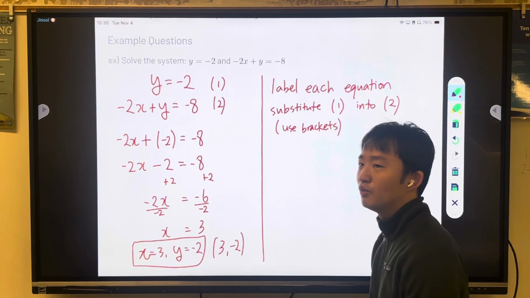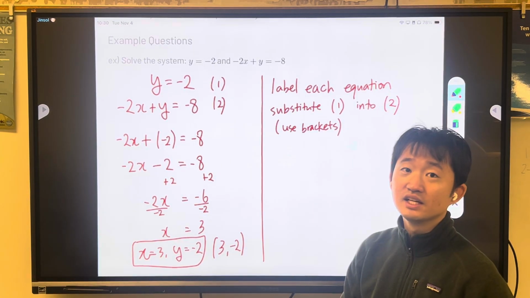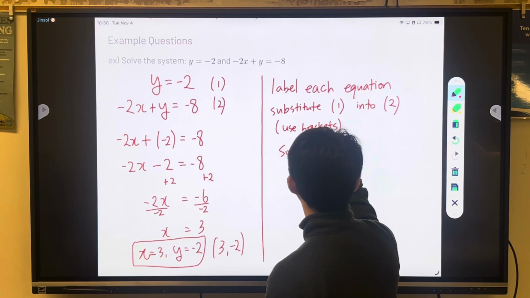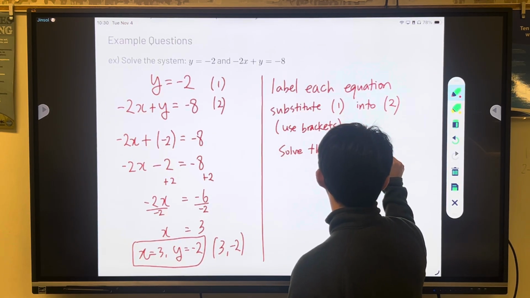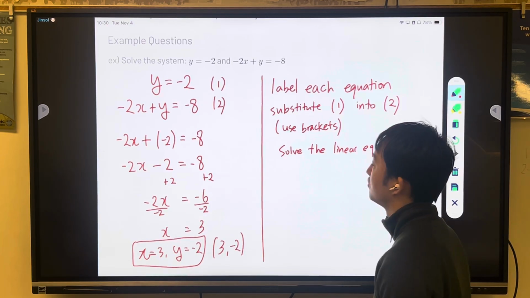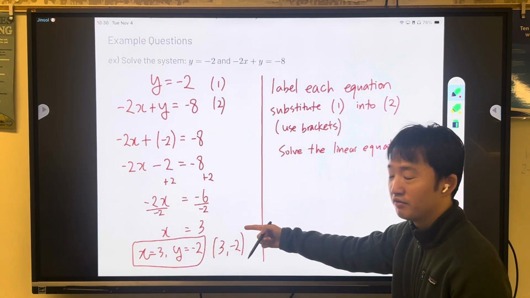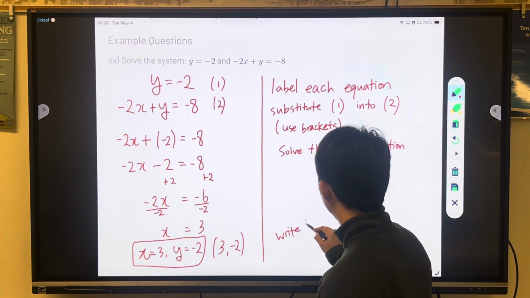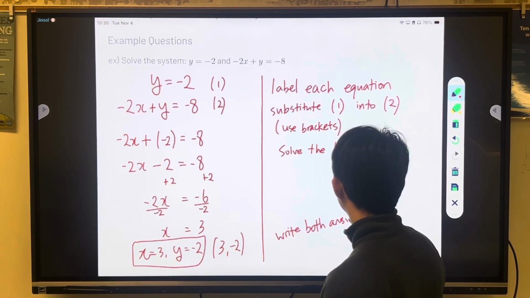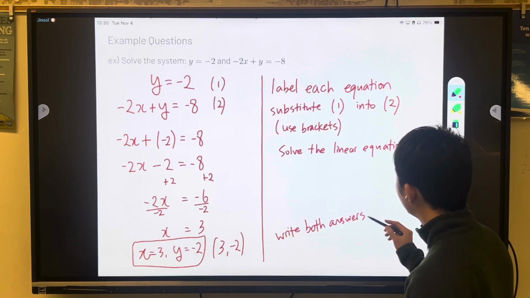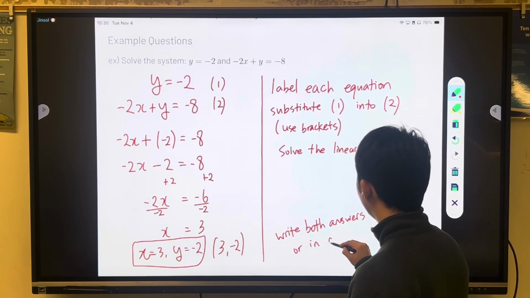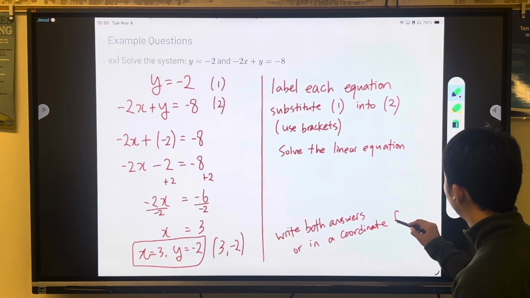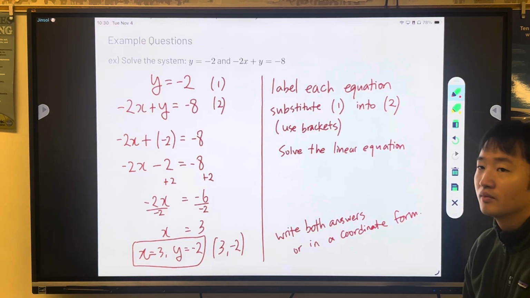After we substitute it, we make sure that we have a single variable with a single equation. So solve the linear equation. And that is the summary of the following steps. And then I can just write down at the end, write both answers, or in a coordinate form.